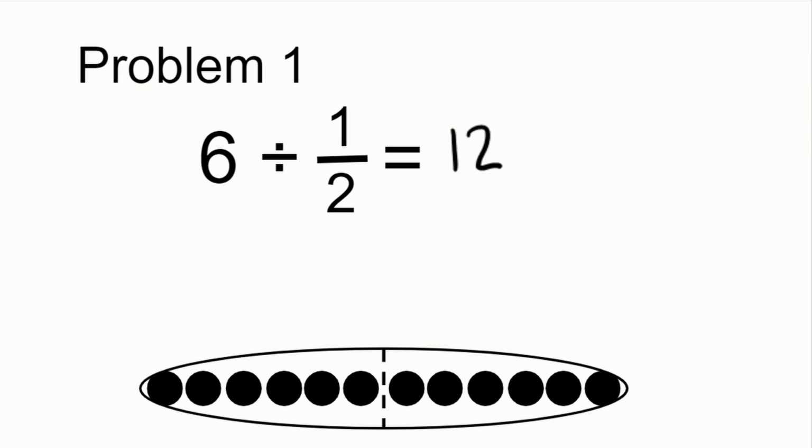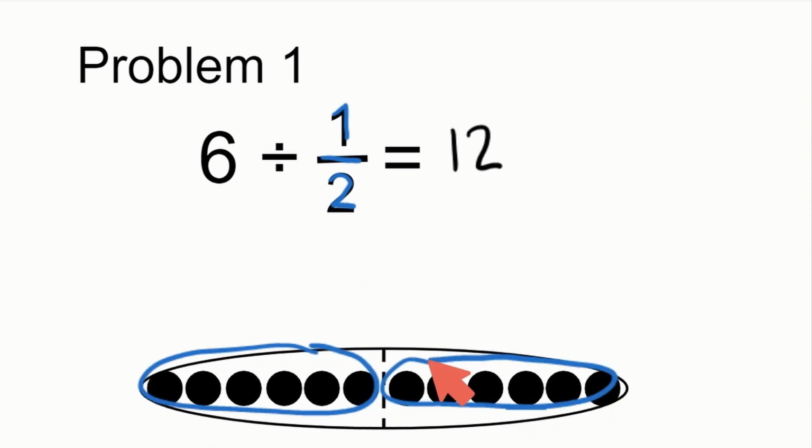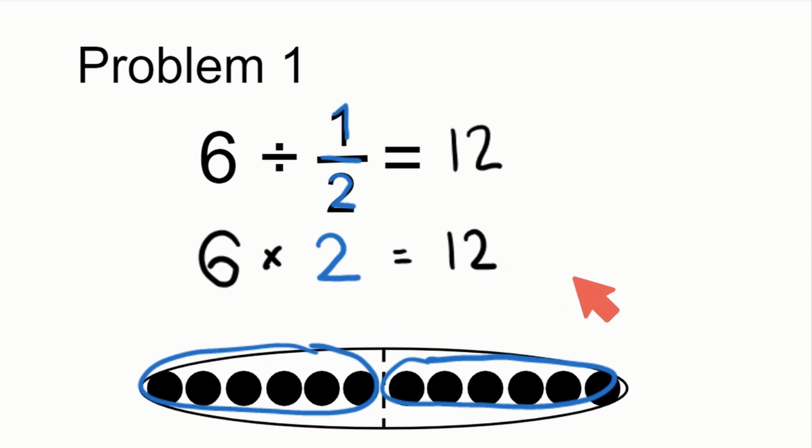Let's review these problems and see if we can figure out a pattern. What's another way of representing 6 divided by 1/2? When I divide 6 by 1/2, this is telling me it takes 2 parts to make one whole group. I could rewrite this as 6 times 2 parts to make a whole equals 12 objects in one whole group. 6 times 2 equals 12.